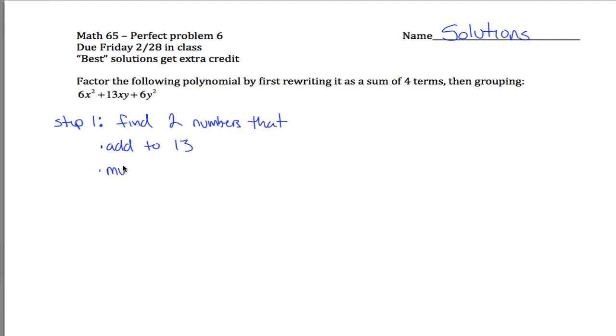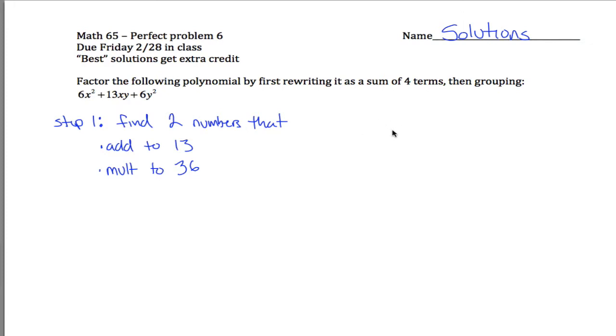We want them to multiply to the product of your first and third, the product of the coefficient on your x squared term and the coefficient on your y squared term. So 6 times 6 is 36. So the 2 numbers that I'm looking for, I want them to multiply to 36 and add to 13. You might be able to just figure that out.